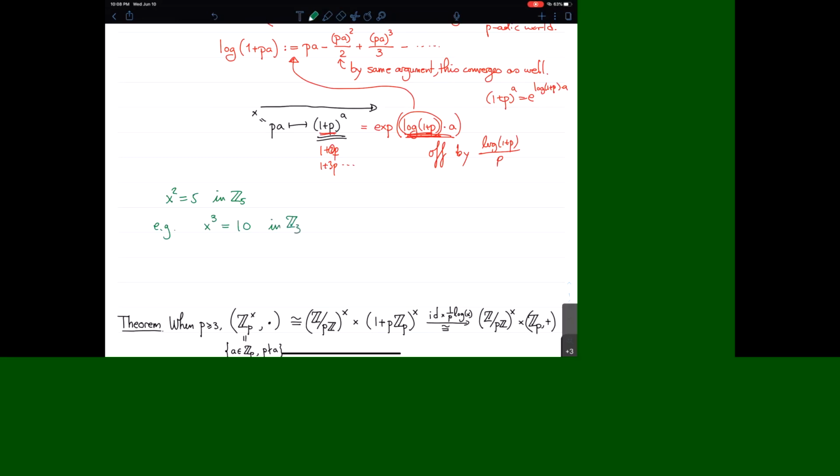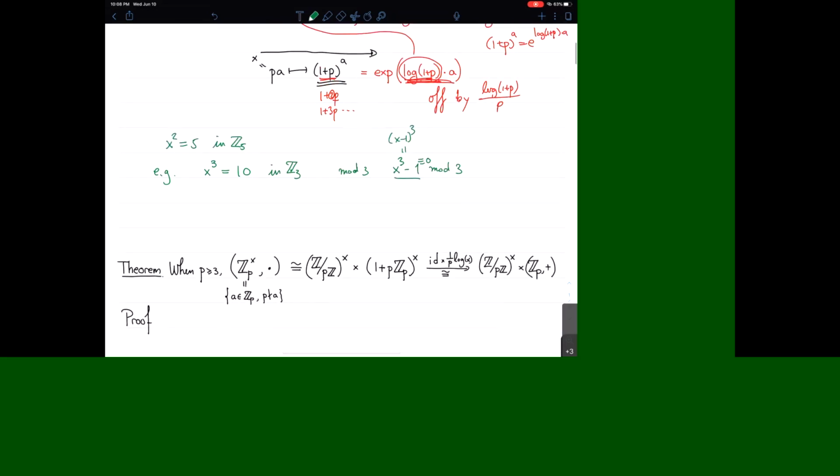And this, in fact, you can lift. If you mod 3, you see that x cubed is congruent to 1 mod 3. Maybe you write it this way, as (x minus 1) cubed. Therefore, the 1 is not a simple zero, it's a repeated zero. But this 1 does lift; there is a lift of this to Z3. In fact, we can do it this way.